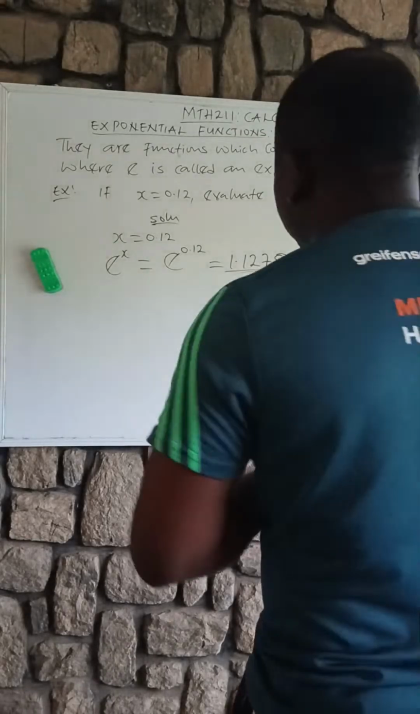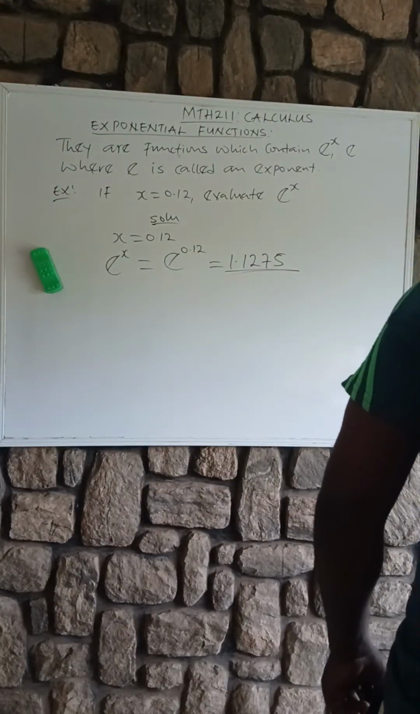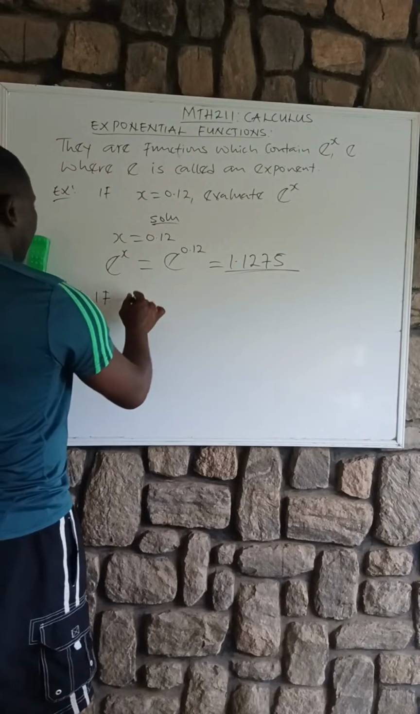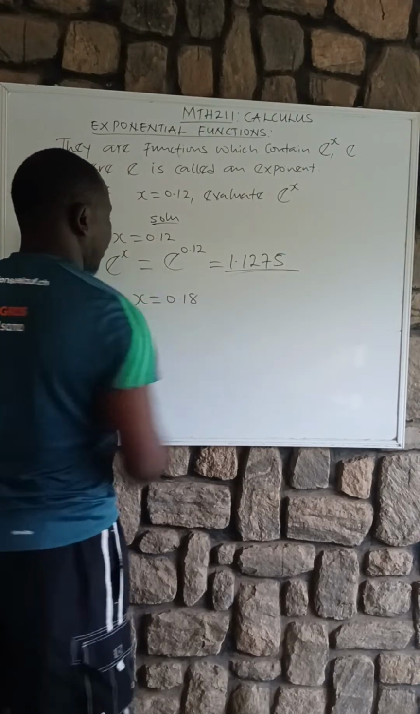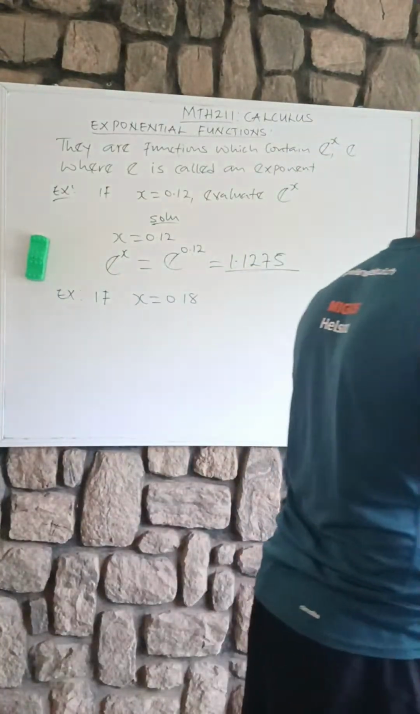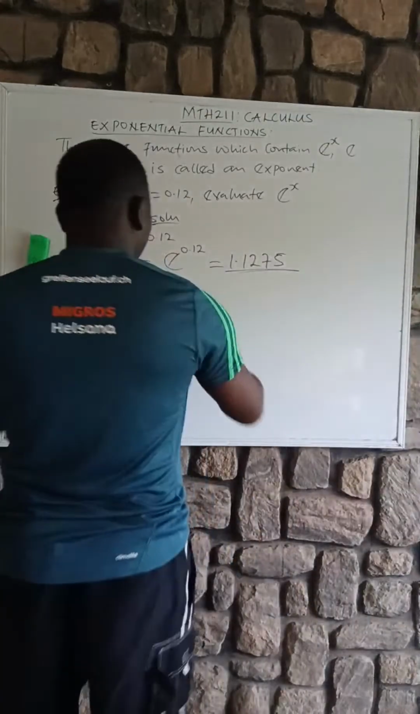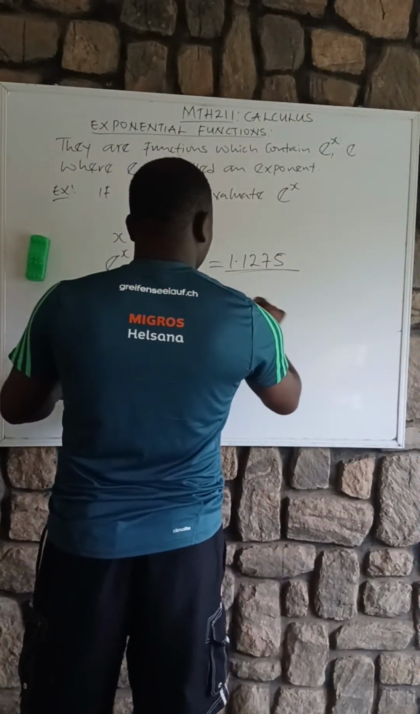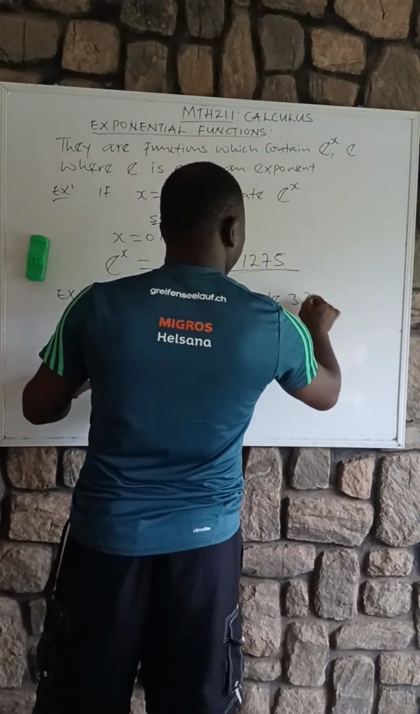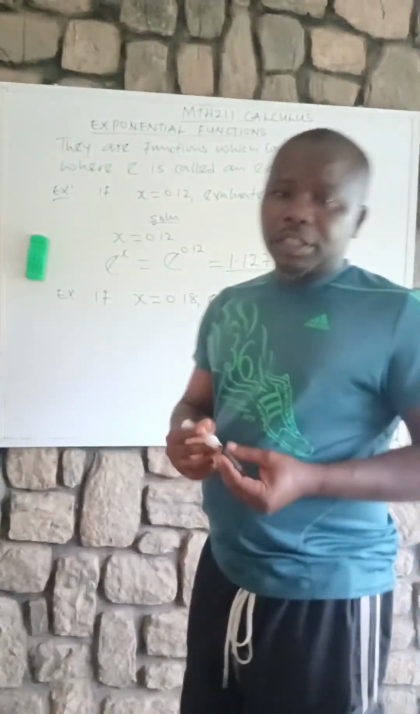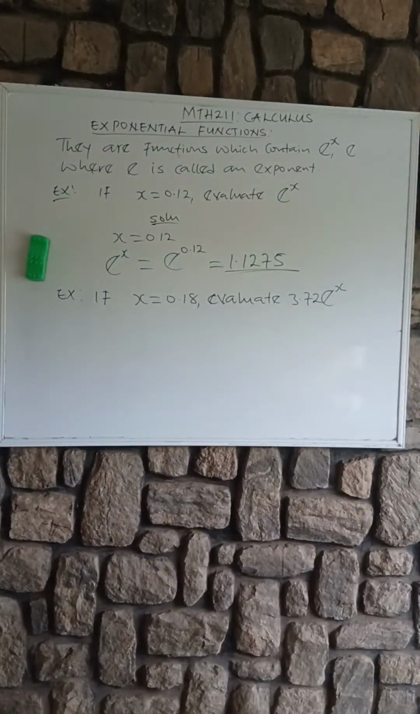What if, another example, if x is equal to 0.18, and then you are asked to evaluate 3.72 exponential x. It's simple as ABC. It's not difficult.